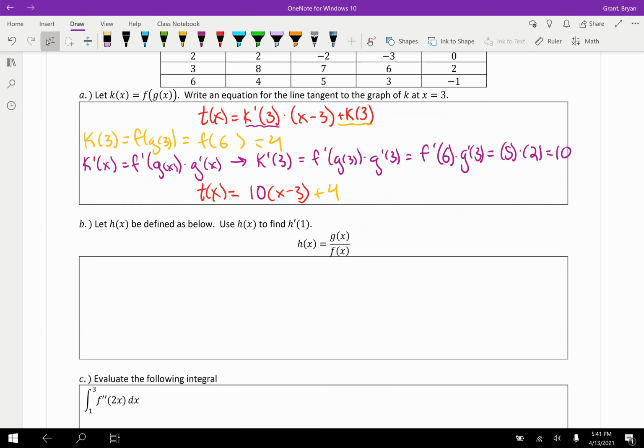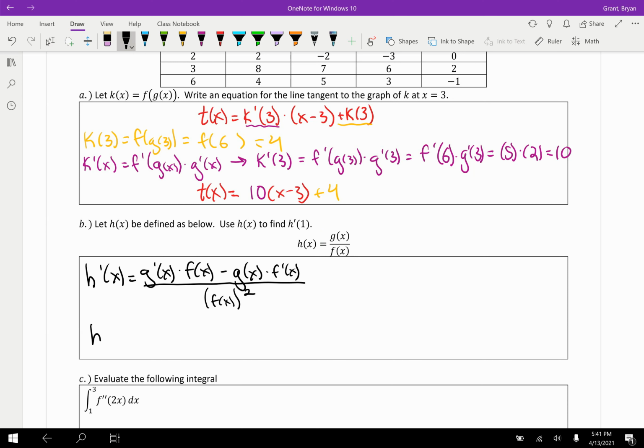All right, part B. Let h of x be defined below. Use h of x to find h prime of 1. Cool. This looks like another derivative problem. So we're going to find h prime of x first. This equation is just a quotient, so I think we need the quotient rule. This won't be bad. H prime of x, we do the derivative of the top first. Keep the bottom the same. Subtract, right? The product rule has the plus, the quotient rule does not. Keep the top the same times the derivative of the bottom, and then all divided by the bottom squared.